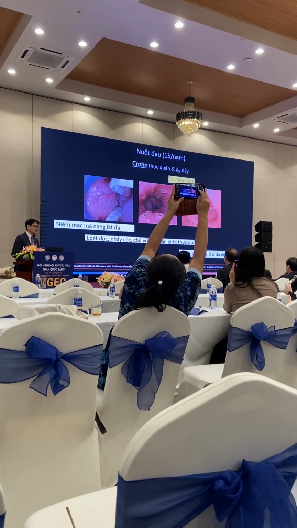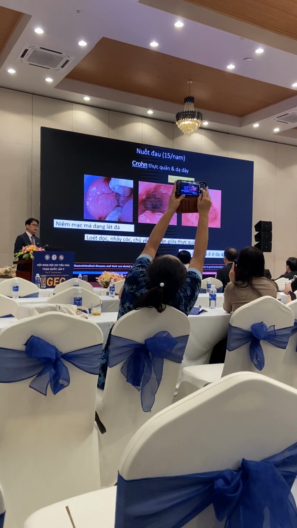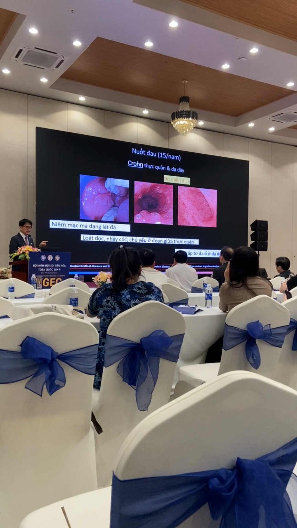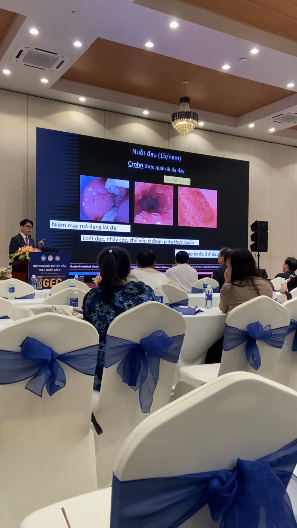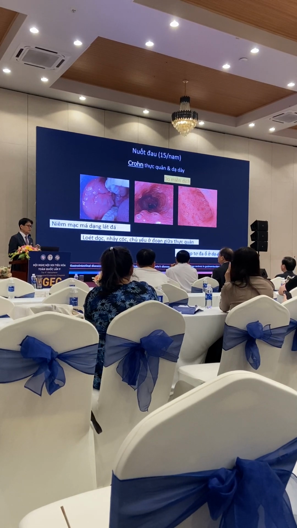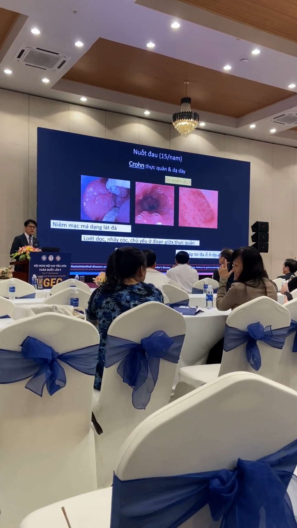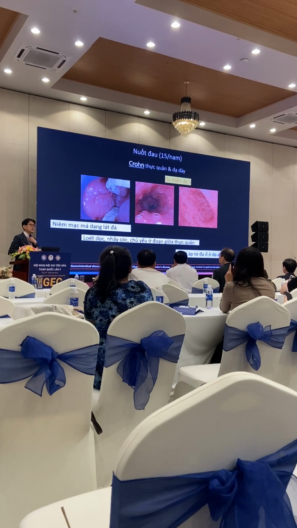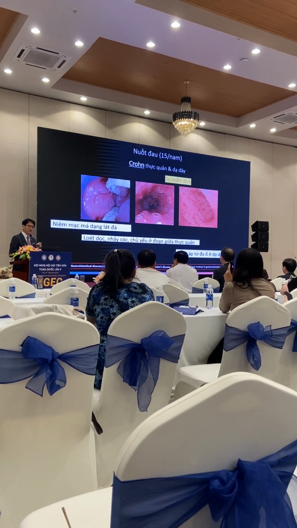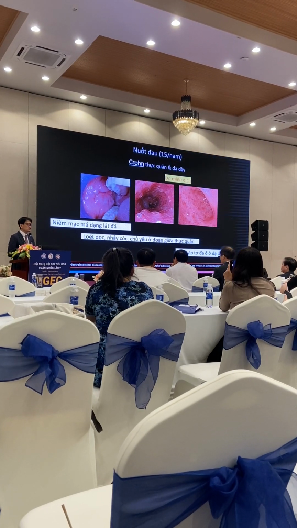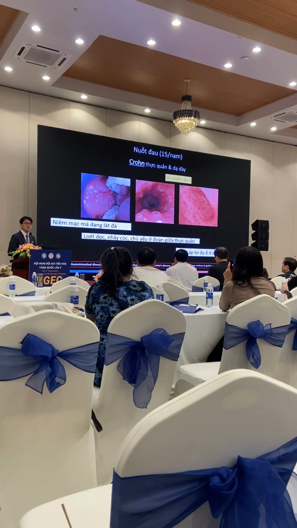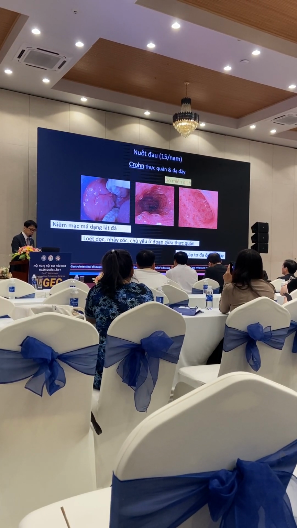By Montreal classification, number one is age, usually A1, which is below 16 years old. And number 2 is L, location-wise: L1 is the large bowel, L2 is the small bowel, L3 is the ileocecal, L4 is the upper gastrointestinal tract. So A1 and L4, this is where both esophagus and stomach are easily compromised. And then in particular, this is the TTP area.